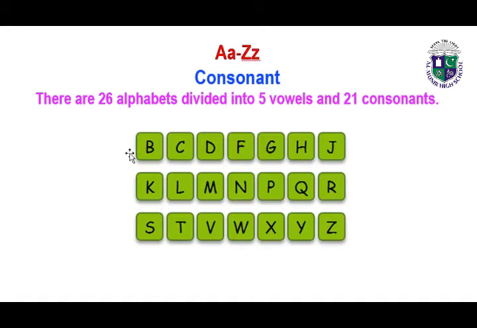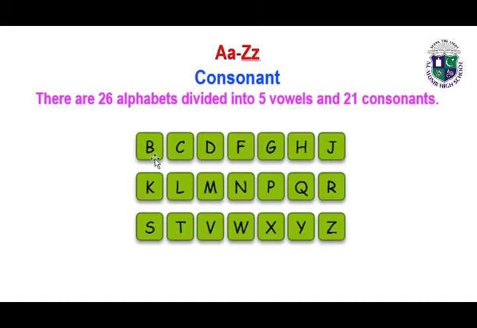And what are the vowels? A, E, I, O, U. You can see these 5 letters are missing in these alphabets. A is not here, E is also not here because these are vowels, and you can see I, O and U. The 5 letters which are vowels are not in the list of consonants.